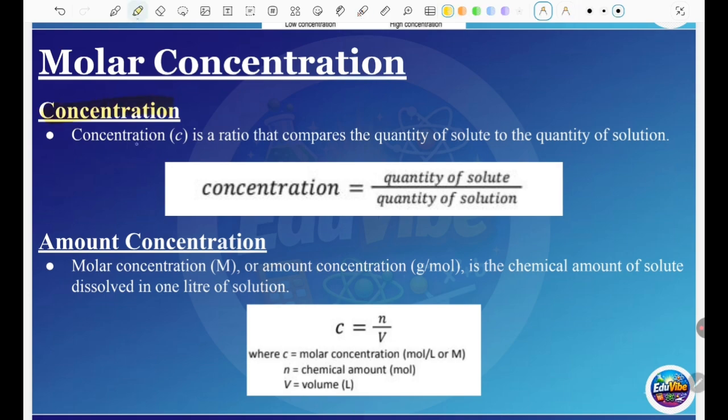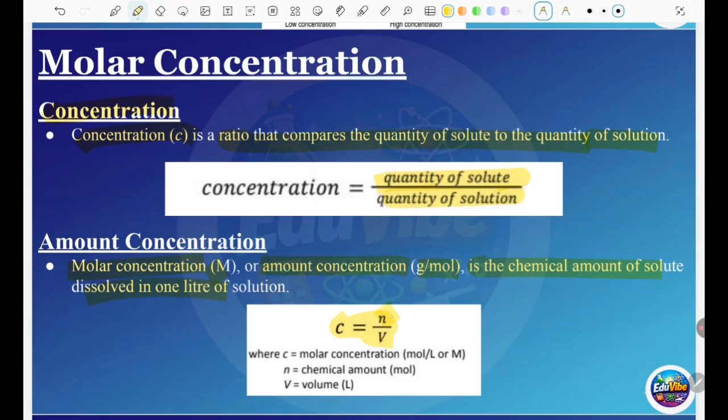Concentration, denoted by the small c, is the ratio that compares the quantity of the solute to the quantity of the solution. It's basically the quantity of the solute divided by the quantity of the solution. If you're writing it as an amount concentration, you write it like this: n upon V. Molar concentration, which we denote by the big M, is the SI unit, and the amount concentration you can write as moles per liter is the chemical amount of the solute dissolved in 1 liter of the solution.